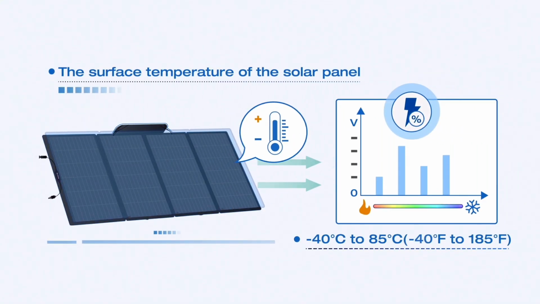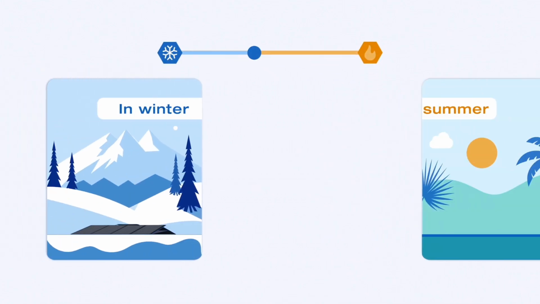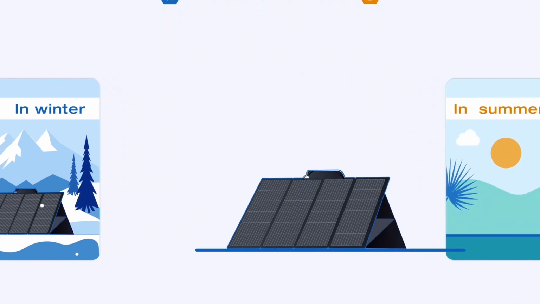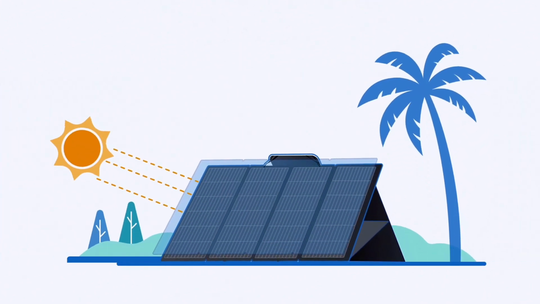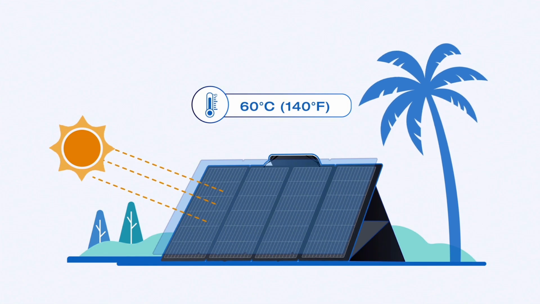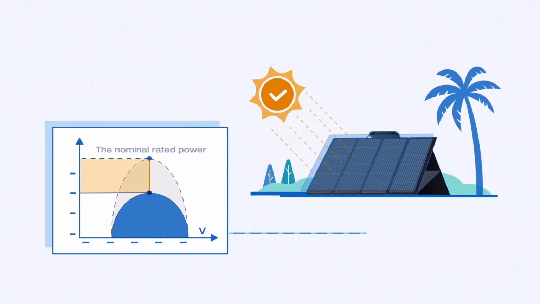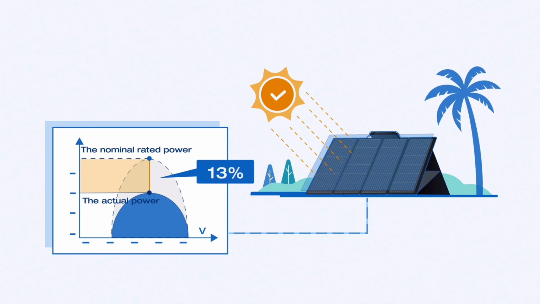Secondly, the surface temperature of the solar panel will affect its performance. The lower the surface temperature is, the better the power performance will be. For example, when using solar panels in winter, the power of solar panels will be higher than in summer, which is a normal phenomenon. Usually, the temperature of solar panels exposed to light in summer will be close to 140 degrees Fahrenheit. And even if the light is better, the power will be approximately 13% lower than the nominal power.